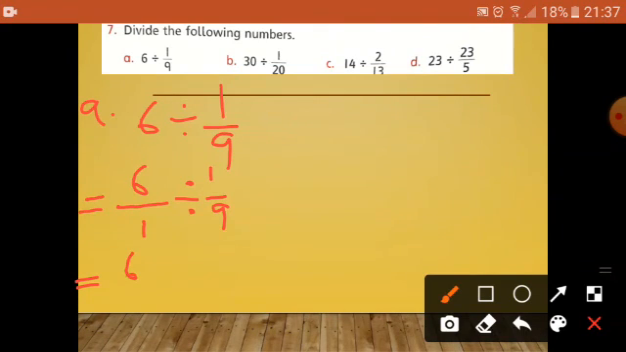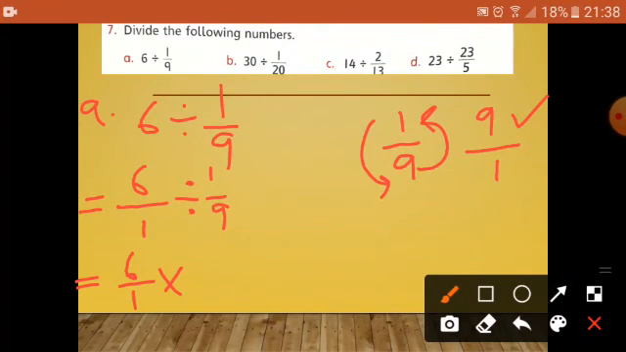whenever we are dealing with divisions, the first step is that we convert the division sign into multiplication sign, then take the reciprocal of 1/9. Now what is the meaning of reciprocal? Reciprocal means that whenever we have a fraction, if we change the places, the numerator becomes the denominator and the denominator becomes the numerator. This is called the reciprocal of 1/9.